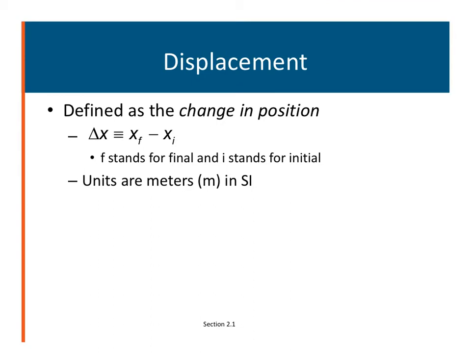Typically, we will pick the x-axis in one-dimensional motion, and we have this idea of displacement, and that is the change in position of an object. So an object may start at an initial position that we're going to call x sub i, for initial, and it will end at a final position that we'll call x sub f. And the difference between these two is our displacement, or a change in position. And typically, the standard units that we're going to use are meters.